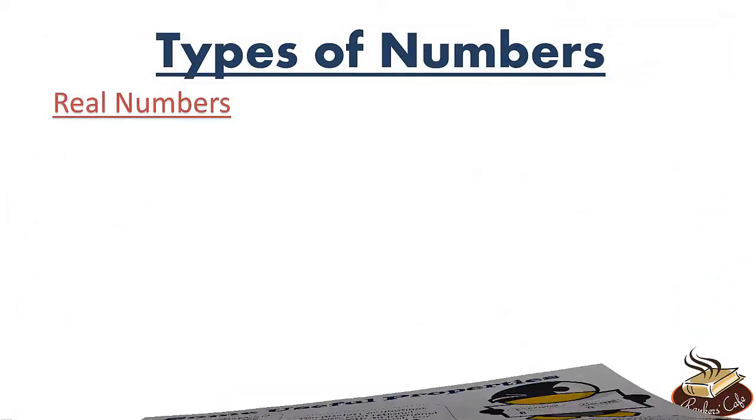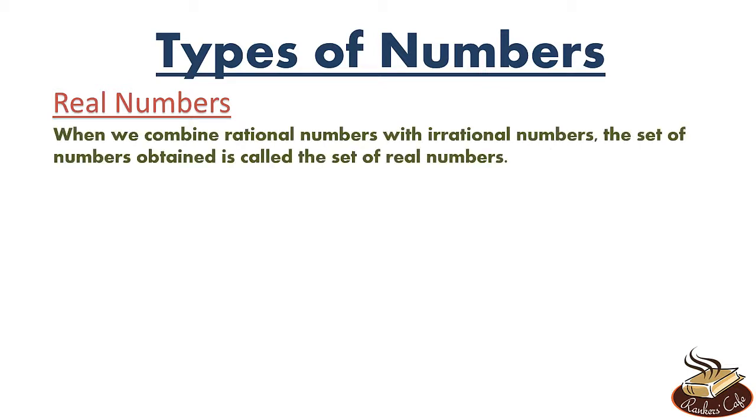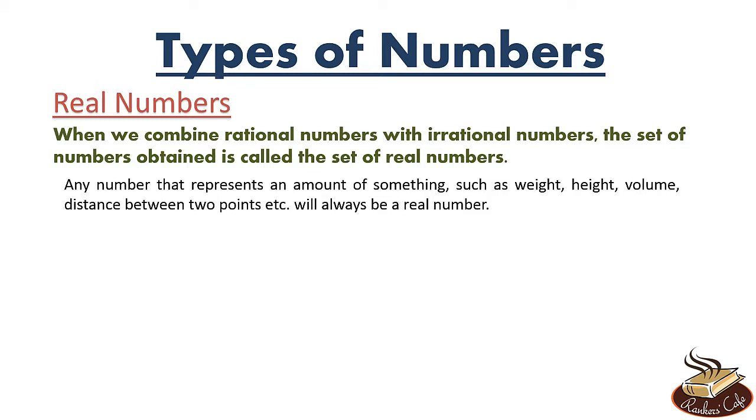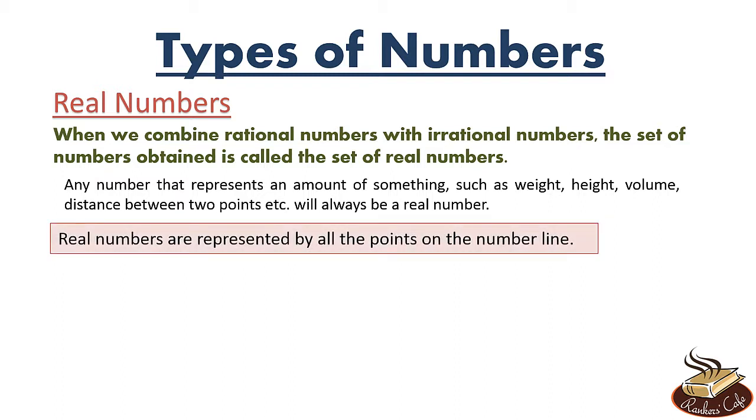Let's now move on to real numbers. When we combine rational numbers with irrational numbers, the set of numbers obtained is called the set of real numbers. Any number that represents an amount of something, let's say weight, height, volume, distance between 2 points, etc., will always be a real number. Real numbers are represented by all the points on the number line. Now in our syllabus, we will deal only with real numbers.